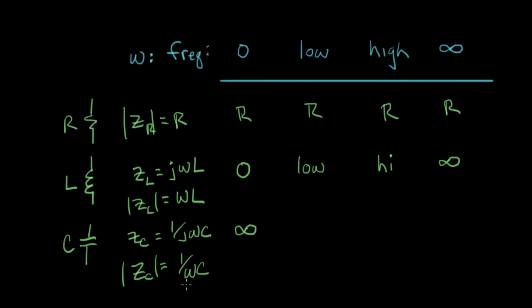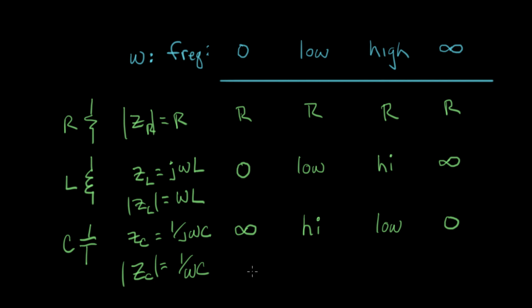And what if omega is a small number? If omega is a small number, then this is a large number. This is a high number. And if the frequency gets very high, the higher omega gets, the smaller the magnitude of Z gets. So we get low here. You see it's anti-symmetric with the inductor. And finally, if we let the frequency go to infinity, 1 over infinity times C is what? Is 0.